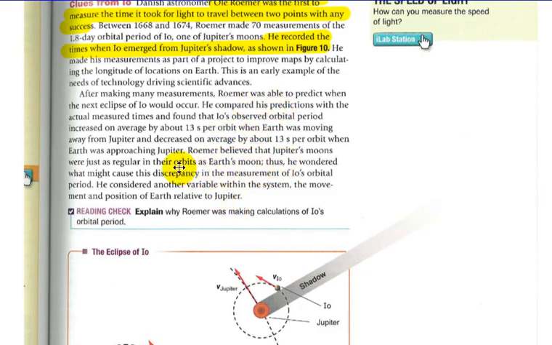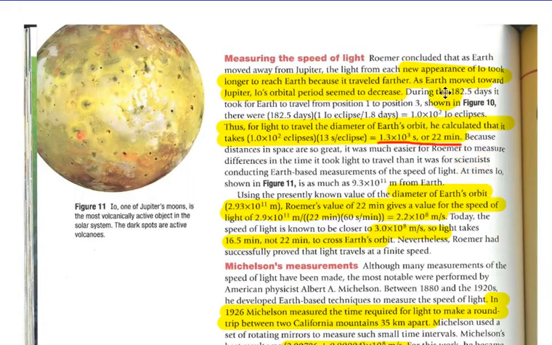Romer believed that Jupiter's moons were just as regular in their orbits as Earth's moon. Thus, he wondered what might cause the discrepancy in the measurement of Io's orbit. He considered another variable within the system, the movement and position of Earth relative to Jupiter. Romer concluded that as Earth moved away from Jupiter, the light from each new appearance of Io took longer to reach the Earth because it traveled farther. As Earth moved towards Jupiter, Io's orbital period seemed to decrease.